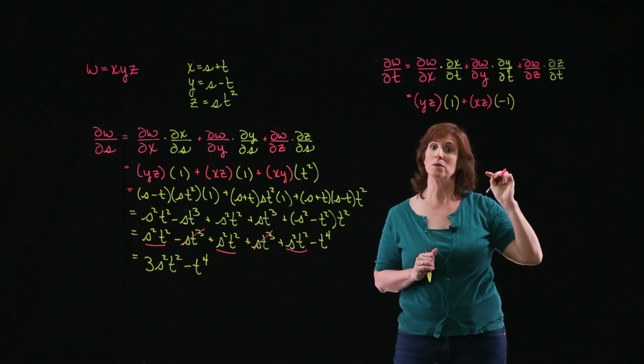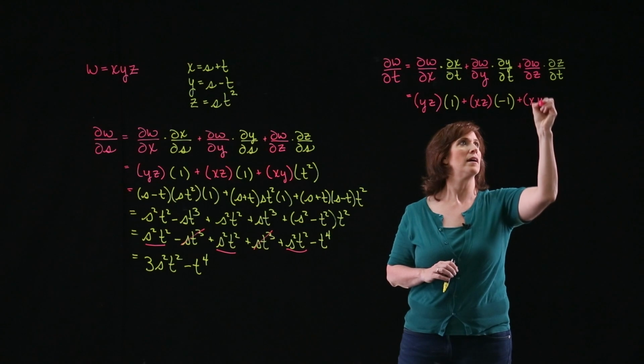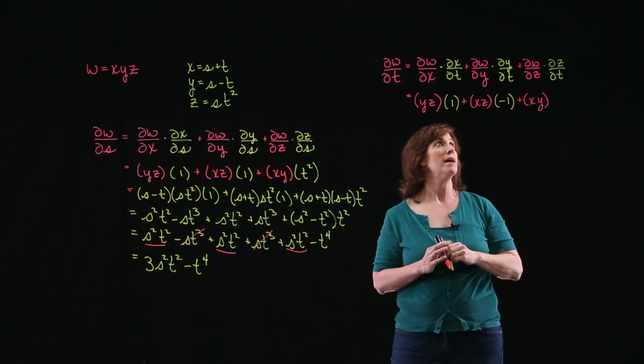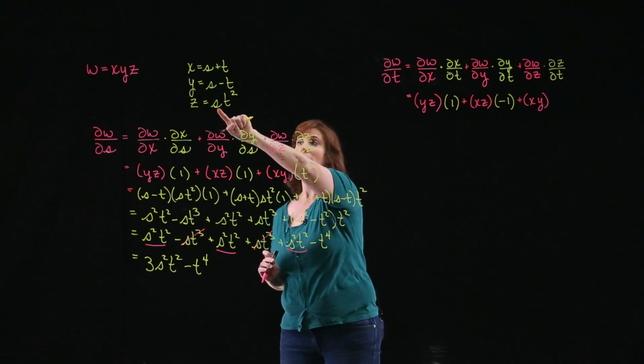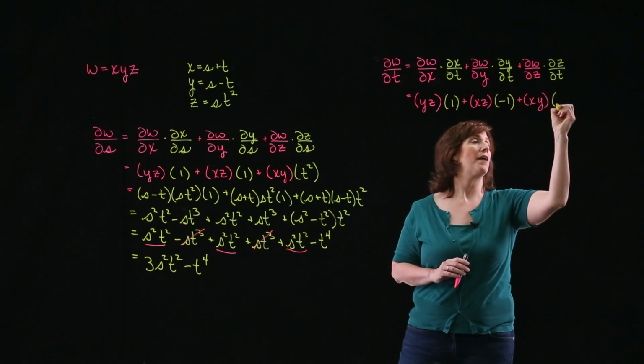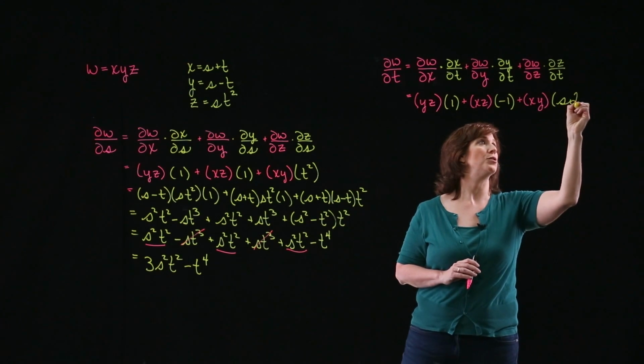Then I need my partial with respect to z. Again, I've already calculated that. That's xy. And I'll multiply by the partial of z with respect to t. Treating s as a constant, I'm going to pull out the s and take the derivative of t squared, which is 2t.